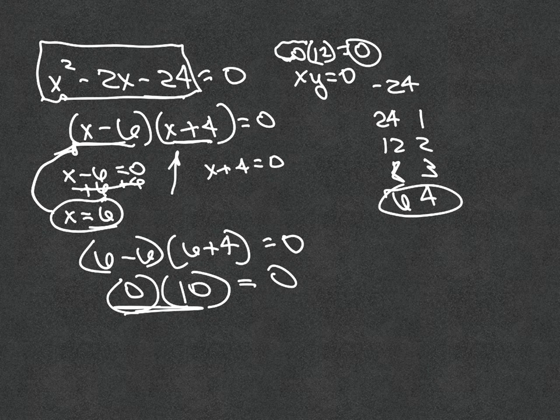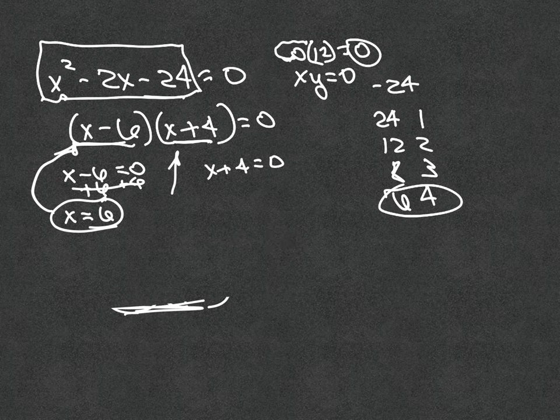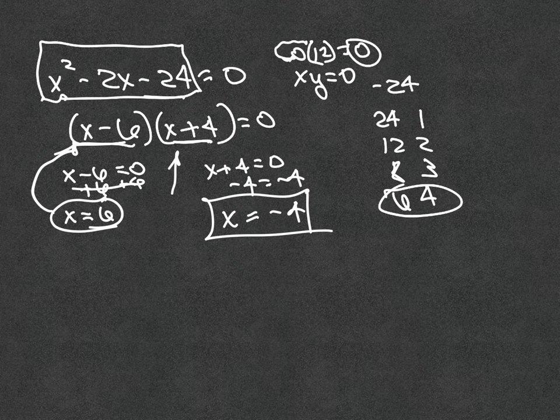That's a true statement. So I have to figure out a way to make that first parenthesis 0, so that when I multiply it by the next parenthesis, I also get 0. So what does this have to be to make it 0? Well, if I subtract 4 from both sides, x equals negative 4. So in order for me to be done here, I need to find out what x is equal to if this were set equal to 0, and what this would be if x minus 6 was set equal to 0.